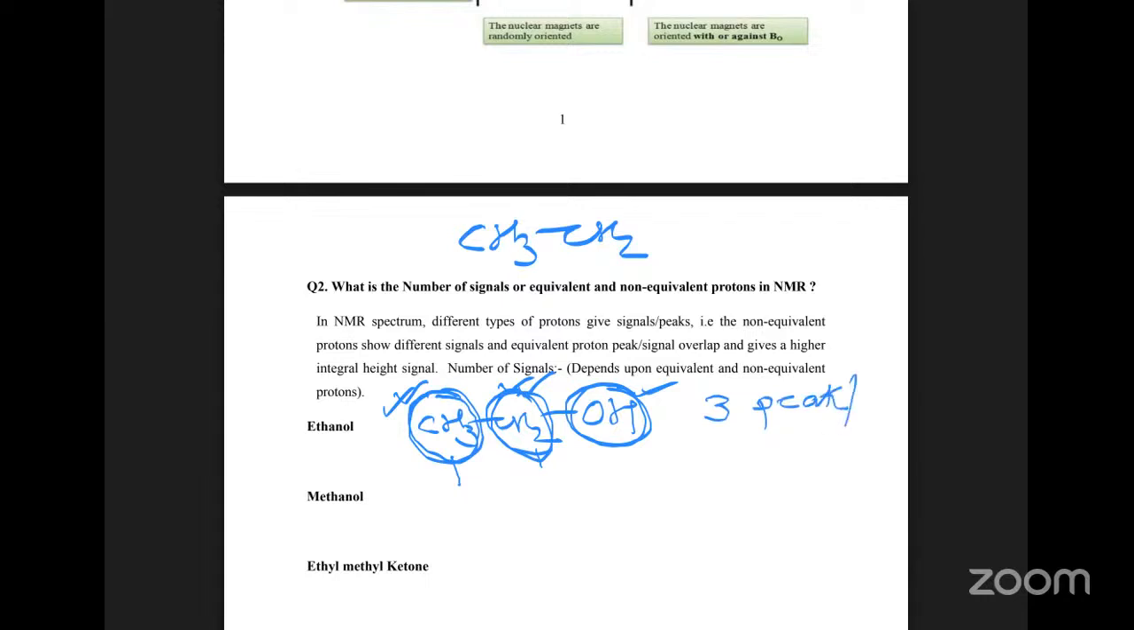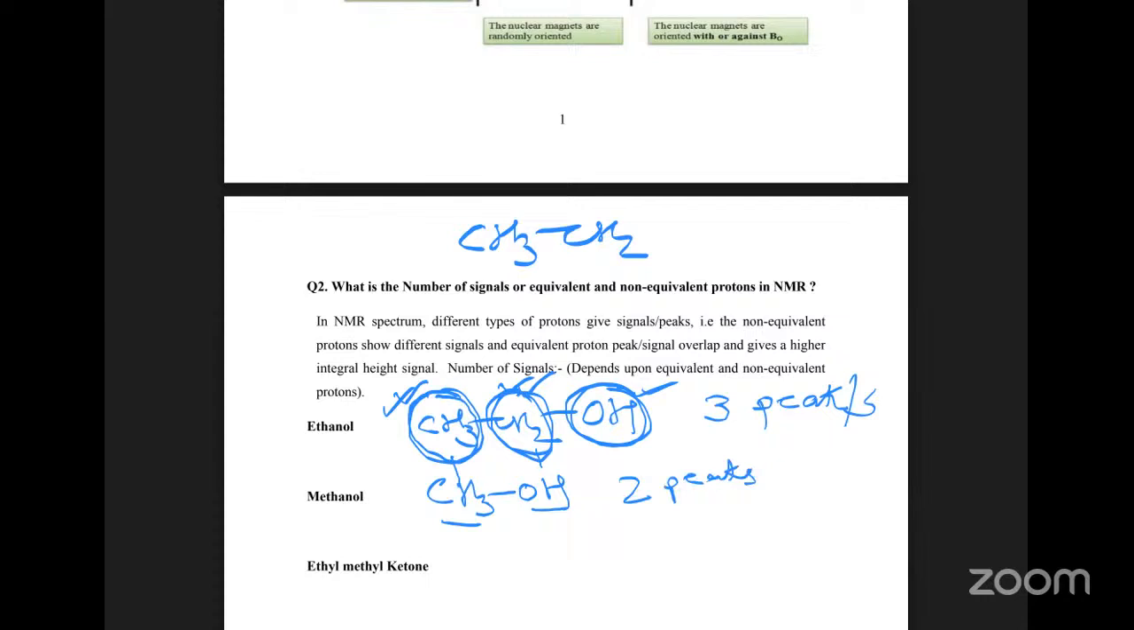Okay, so it is denoted by some kind of peak or maybe signals. Like take the example of methanol, CH3OH. Now here there are 3 equivalent protons and there is 1 other proton, but these are non-equivalent. So there will be 2 peaks or 2 signals.